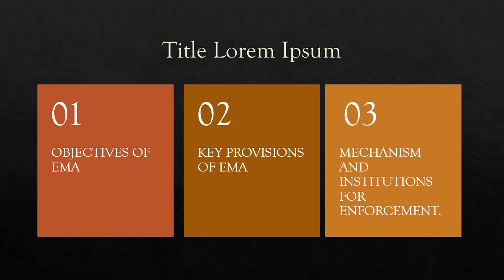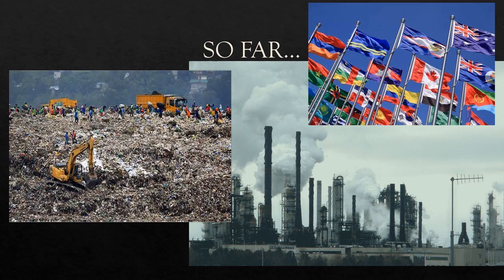Now, the Act outlines different objectives, and we're going to look at those objectives. Are they being enforced or implemented? We're going to look at it. We're also going to look at key provisions of the Act. What is it that the Act brought about? And what are the different mechanisms and institutions that are established by the Act to ensure environmental protection? We're going to look at those as well.